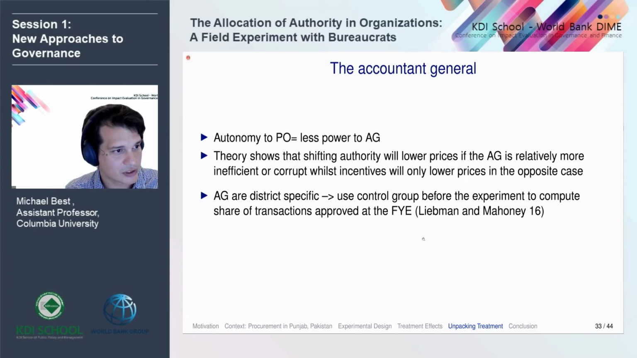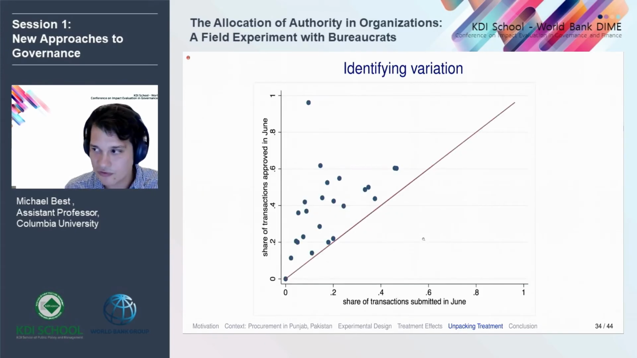So here we're going to exploit the fact that there's a different office of the accountant general in each of the districts. And we can use data from before the experiment started to categorize the different offices according to their effectiveness. In particular, we're going to look at the share of transactions that are approved at the very, very end of the fiscal year when everyone is panicking to get everything done on time for the closure of accounts. And we're going to call a district more effective when there are fewer transactions pushed up right until the very end of the deadline.